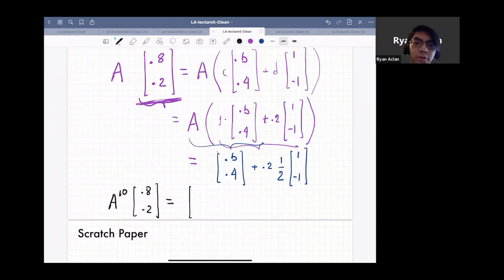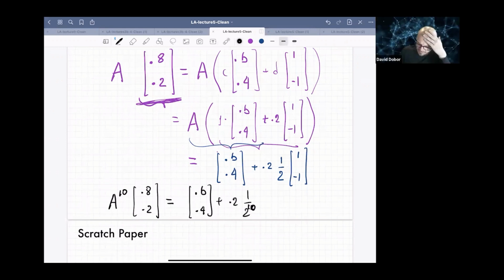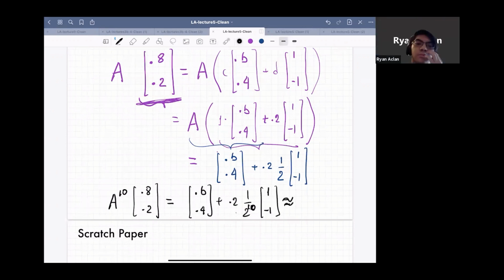It'd be 0.6, 0.4, plus 0.2 times 1/2 to the 10th, times 1 over negative 1 negative 1, the vector. Do you see that as approximately the second piece goes to 0, right? And do you see that works out to 0.6, 0.4?